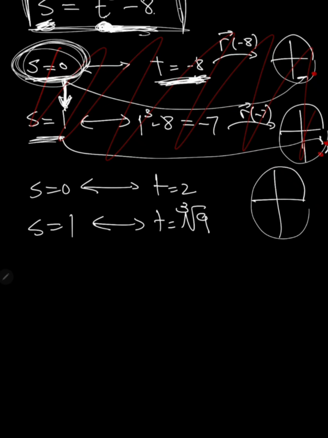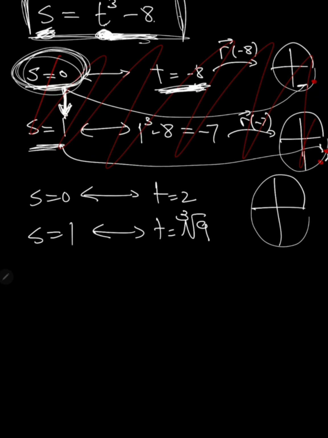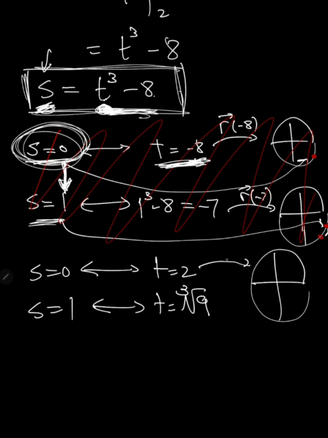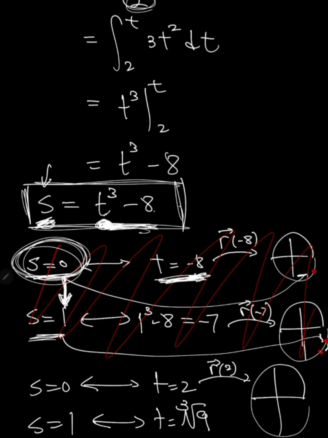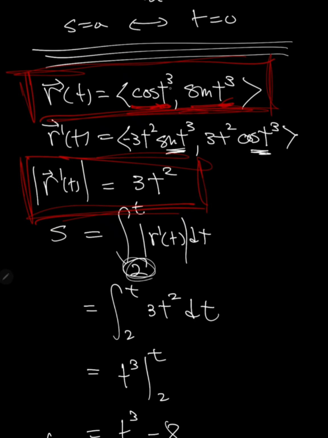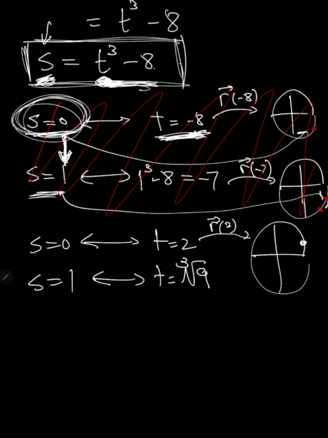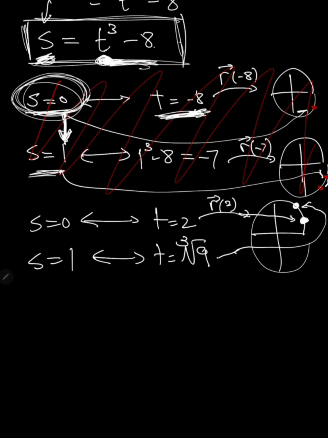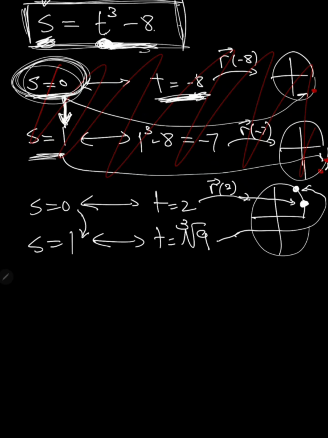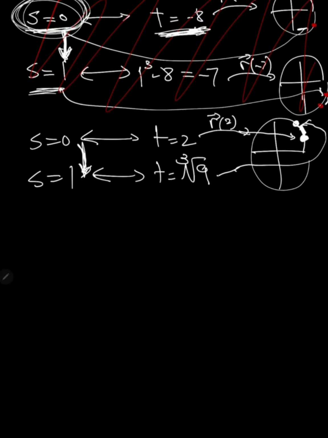The picture is roughly the same idea. s equals 0 corresponds to t equals 2. r of 2 is going to be cosine of 2 cubed, comma sine of 2 cubed, which is cosine of 8, sine of 8. So that's going to be somewhere right there, a little bit bigger than 2 pi. Then this point right there is going to go to that point right there. And s equals 0 to s equals 1 is a time interval of 1, so this length right there is going to be 1.